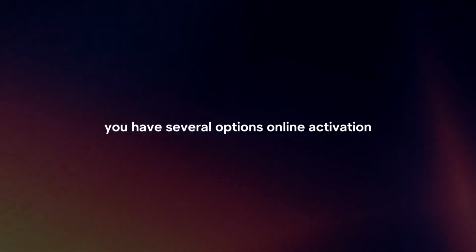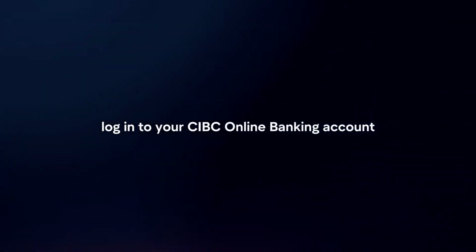To activate your CIBC credit card, you have several options. Online activation. Log into your CIBC online banking account using your username and password. Navigate to the Activate Card section. Enter the required information, including your credit card number, expiry date, and other details as prompted. Follow the on-screen instructions to complete the activation process. You may need to verify your identity for security purposes.